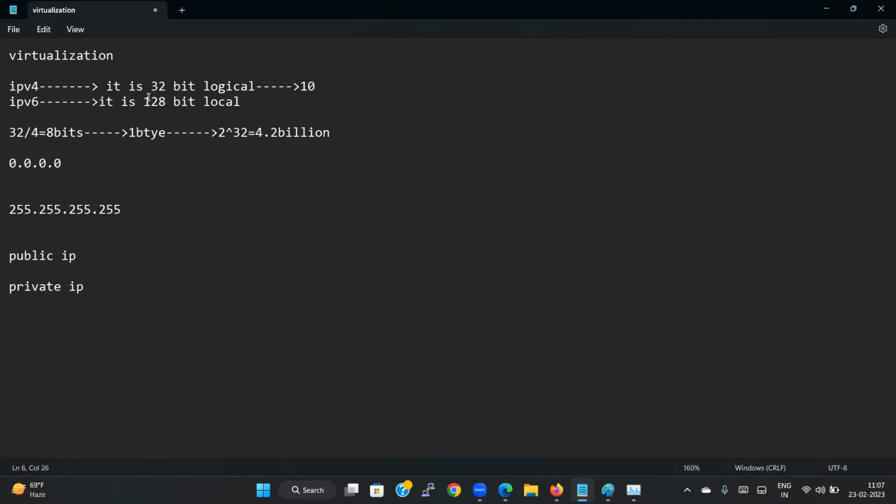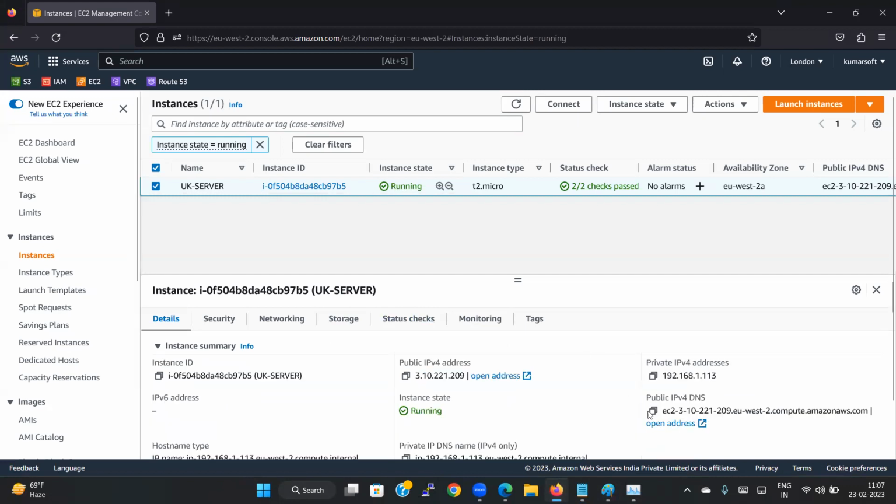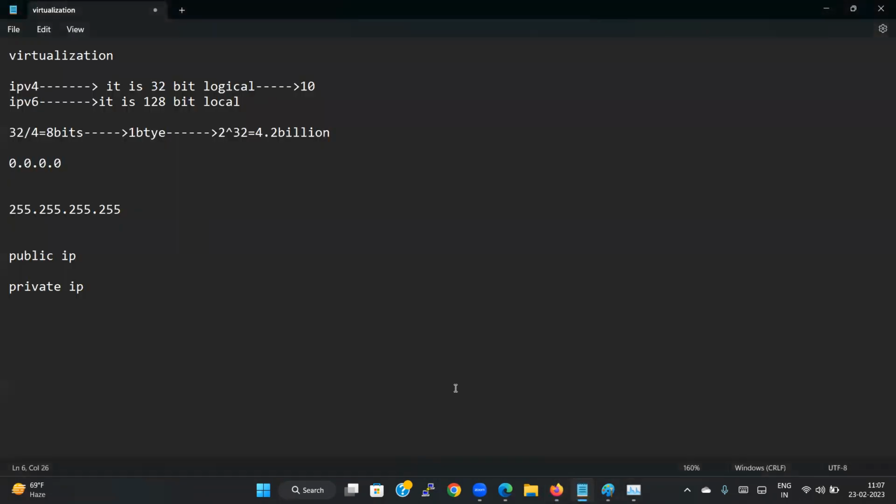But whenever you are going for the public IPs, you have to pay to the ISPs, internet service providers. So this is the main difference between your private IP and your public IP. Whenever we are running any server, for the server you will have a public IP as well as a private IP. So this is about your public IPs and private IPs and the different types of IP addresses. Now that is about your networking concepts.